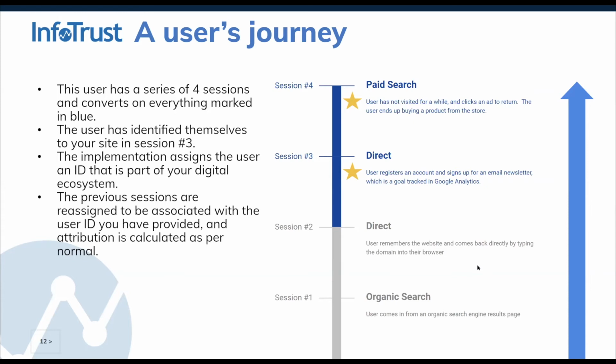Now session 4, I'm still the same user. I'm still identifying. I'm seeing 4 different sessions as part of this user's journey. And I come in through paid search and I convert again. Maybe I bought a product from the store. And now I'm a user who's going to have 4 sessions, 2 conversions. And because of the user overwrite functionality and session unification, we have an understanding of all of the touch points from this particular user.